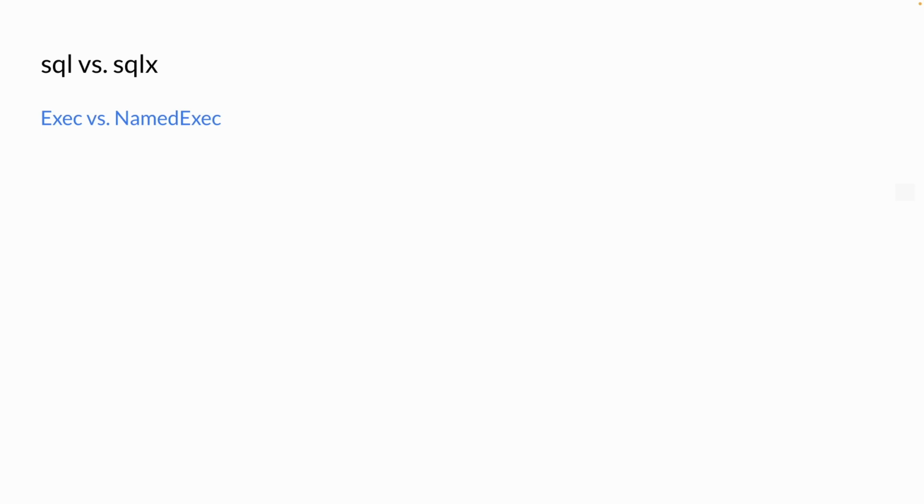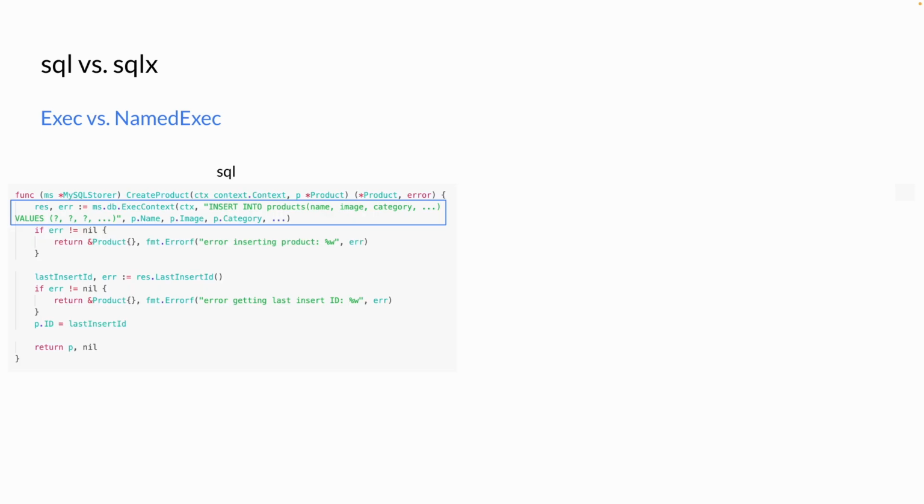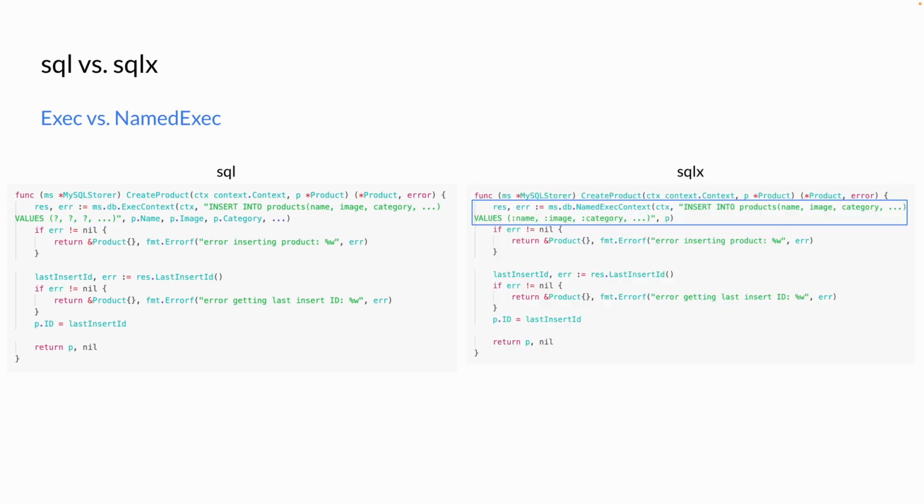And here's just an example of a comparison between the two. With the standard SQL package, we have the ExecContext method that has an insert query with values and the question mark placeholders. So for ExecContext or Exec, you have to refer to the fields positionally using those question mark placeholders. But sqlx provides this NamedExecContext that binds the field names to the fields of the struct using the DB tags.